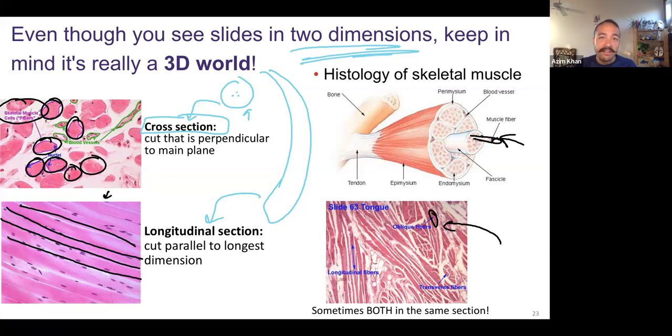And these cells aren't perfectly arranged all the time. Often these cells, some are going this way, some are going this way. So when you cut it, sometimes you'll see longitudinal fibers, sometimes you'll see cross sections. Sometimes you'll see both in the same section. This will take practice for you to identify what it is you're looking at. The cells you see here, this bottom right picture, they're all the same cell type, but they look different shapes because they're cut in different ways.